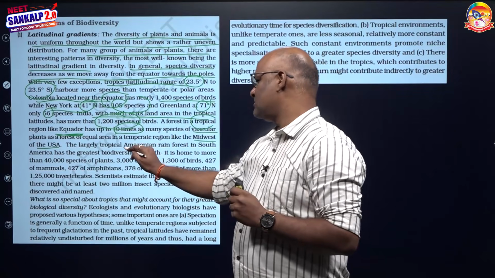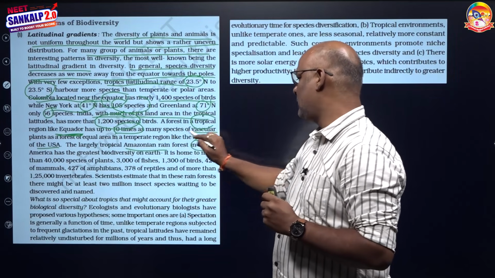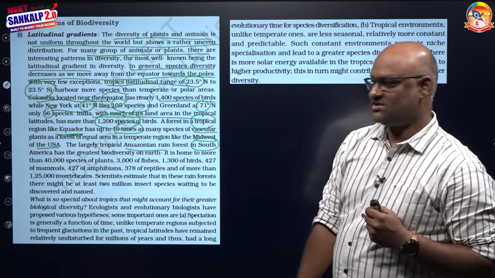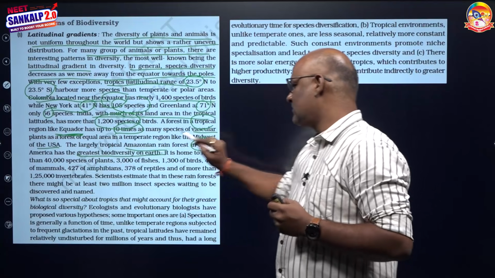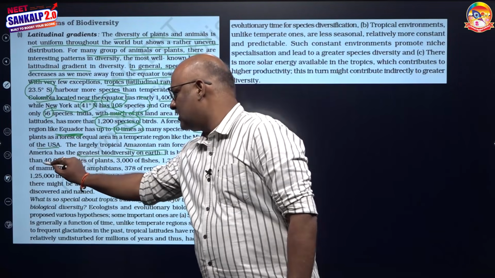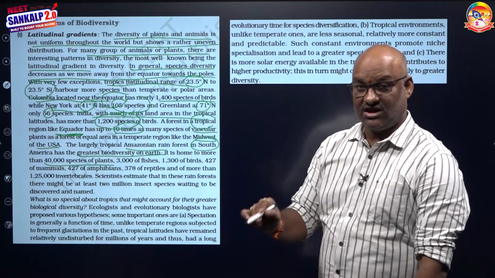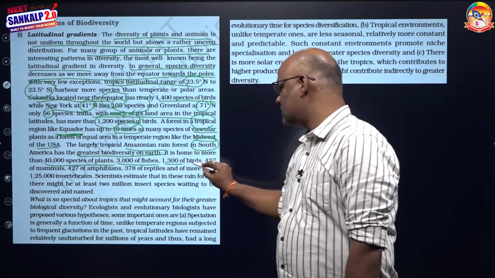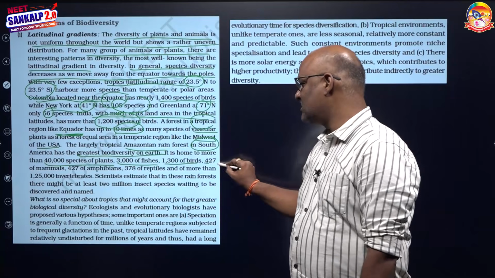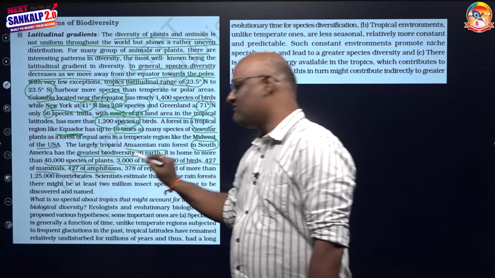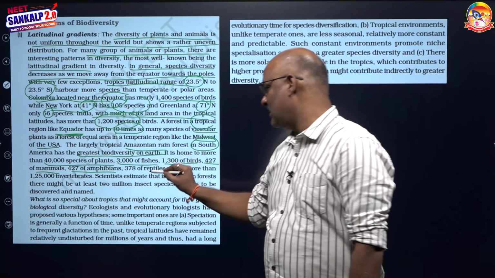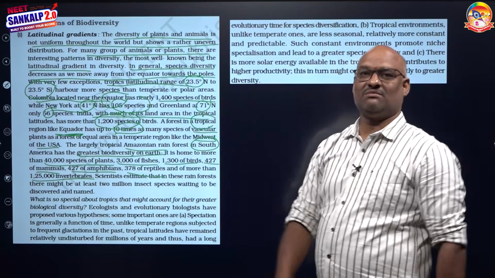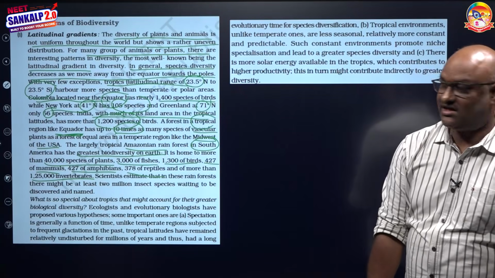Now, when it comes to the Amazon rainforest, where is it located? South America, very, very important. The Amazon rainforest has the greatest biodiversity on the earth. How? There are 40,000 species of plants, 3,000 species of fishes, 1,300 species of birds, 427 mammals, 427 amphibians, 378 reptiles, and more than 1,25,000 invertebrates present in the Amazon rainforest.